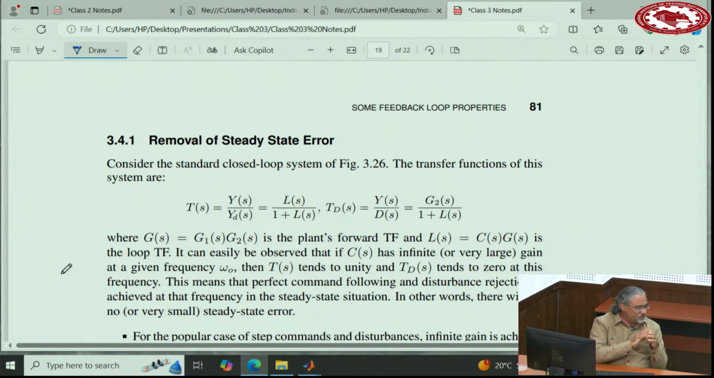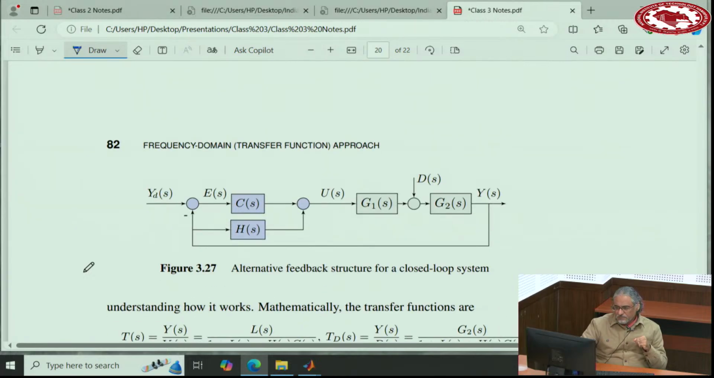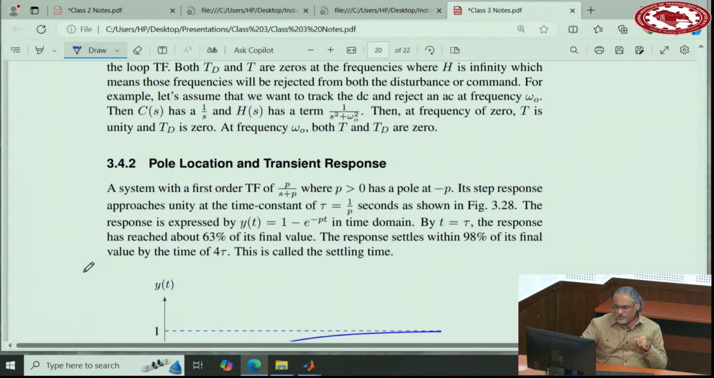Now, in converters, sometimes we need to remove the error at 60 Hertz or 50 Hertz. I'll talk about that later when we get into single phase inverters, basically. This one, forget about it, it's not important.